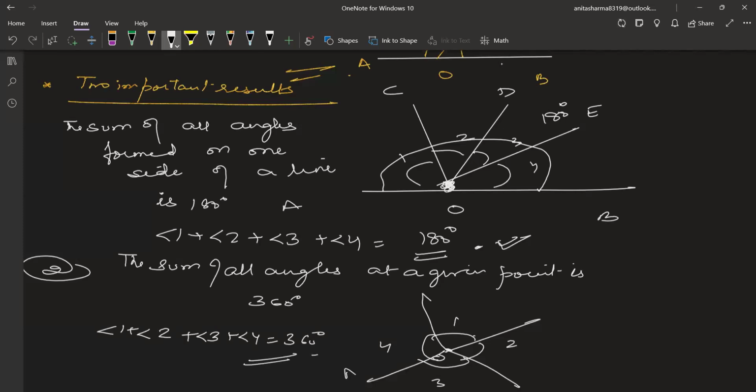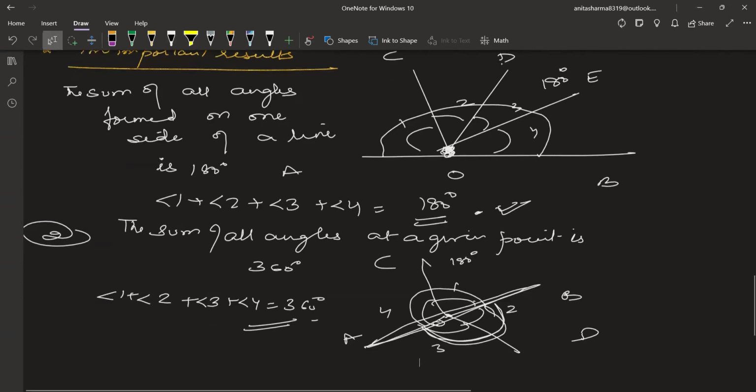See, because of A, B, C and D. AB is a straight line. And on this one side, the sum of these angles should be equal to 180. And on the lower side also, the sum of angles should be 180. So 180 plus 180 will be equal to 360. Understood, children?